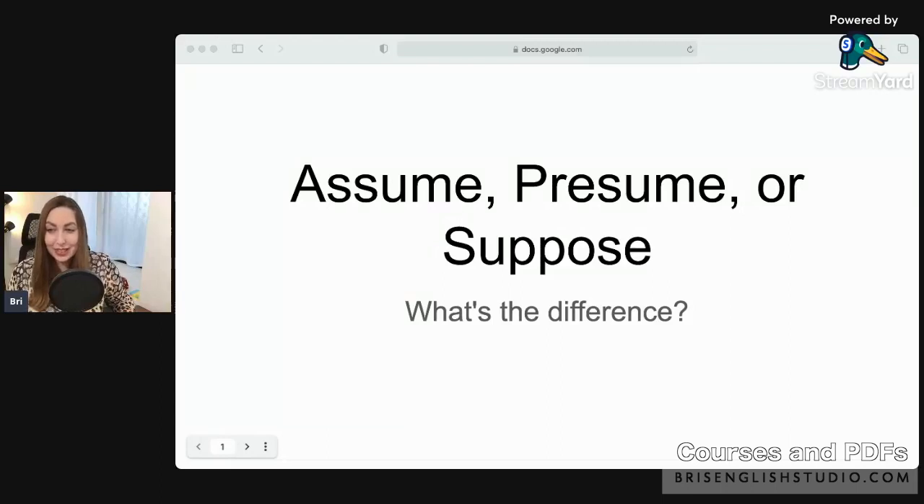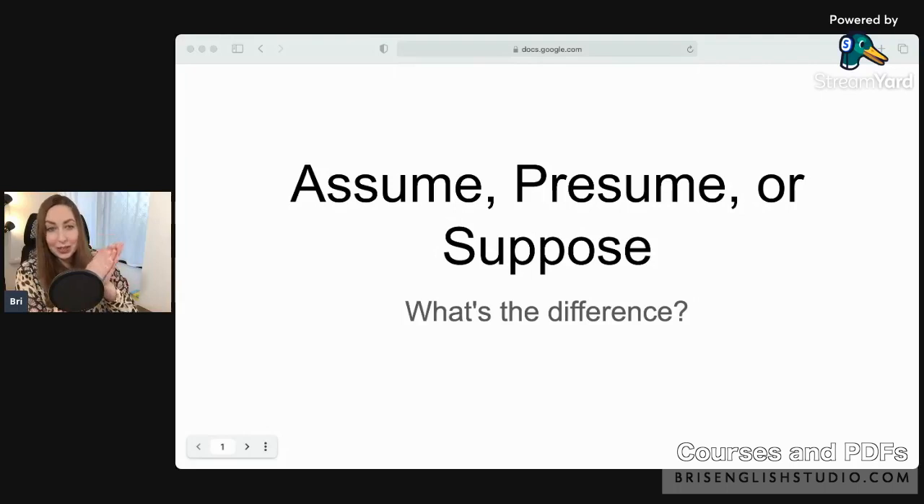Okay, so assume, presume, or suppose. What is the difference? If you know the difference, feel free to put what you think the differences are in the chat. This one is kind of a difficult one. I think if you ask a native speaker, they might have to think about it for a second. They are very similar. However, I wouldn't say that they are interchangeable with each other.